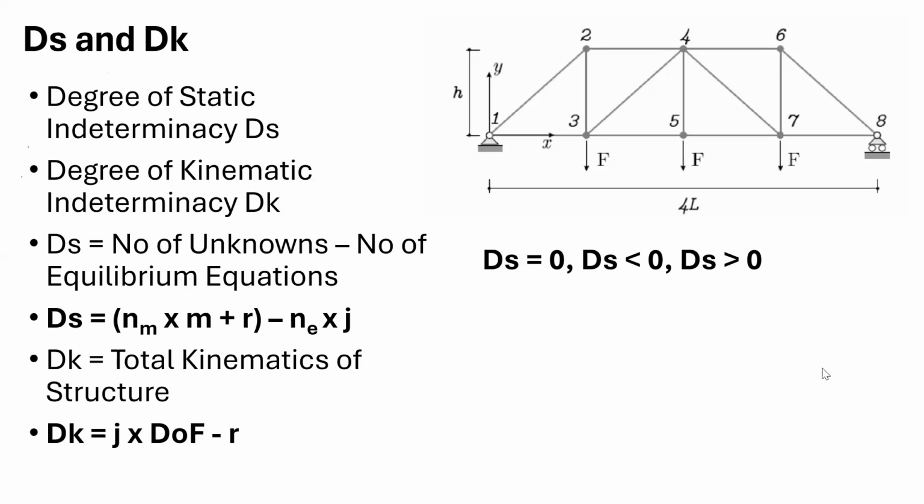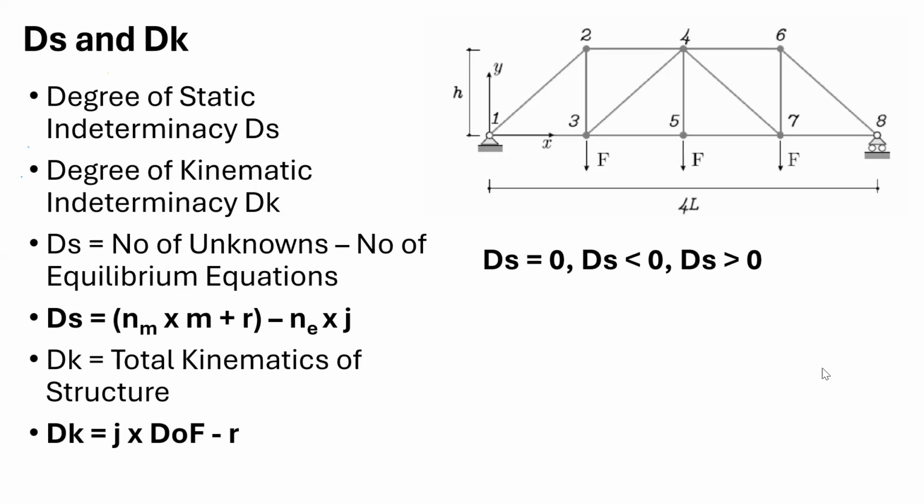It also indicates whether the structure is stable, unstable, or a redundant structure. So DS is very important, and in the GATE examination, DS and DK are always asked. So please concentrate more on the DS and DK, then I suggest you should go further for the further analysis.